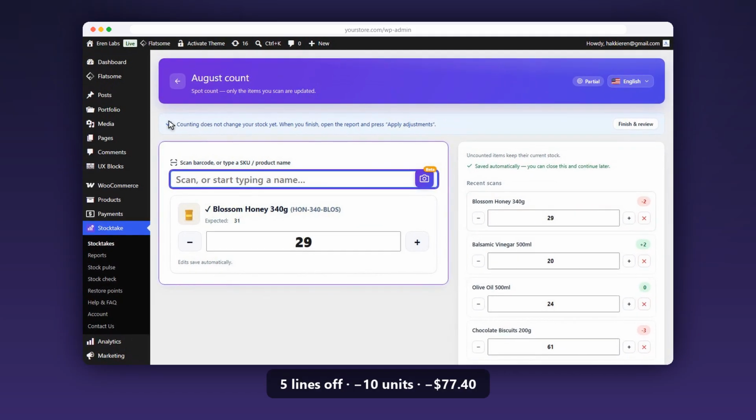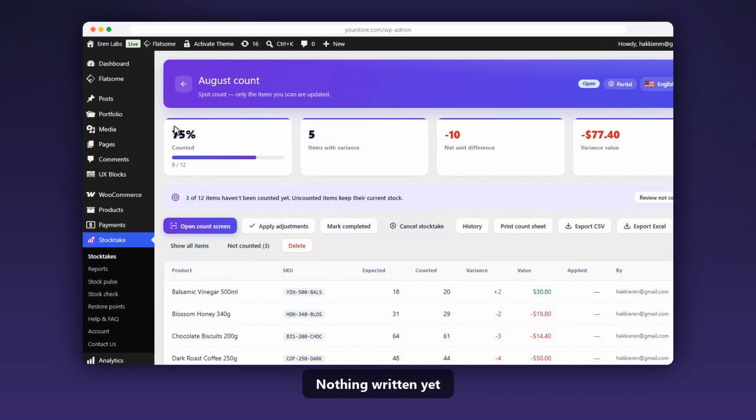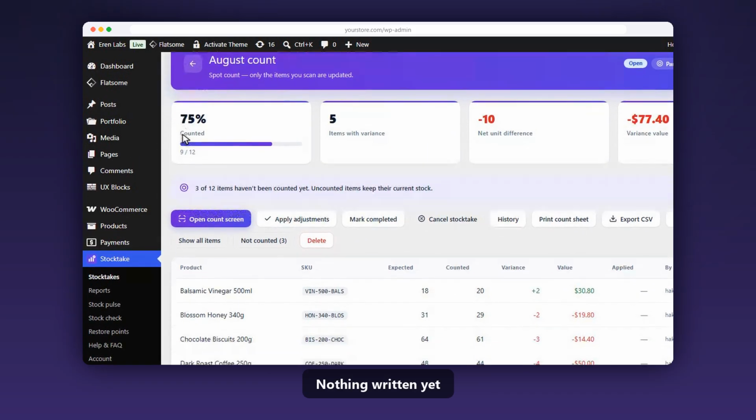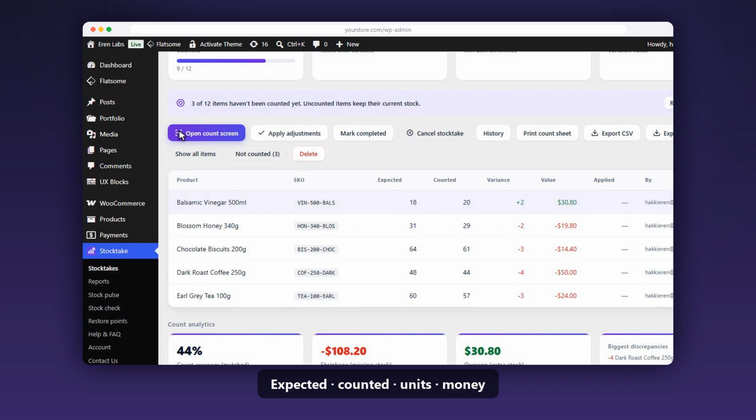$75 counted. 5 lines came back different, 10 units missing, and $77.40 of stock. Nothing has been written to your stock yet. This is what the count found, not what it did. Line by line, what was expected, what was counted, the gap in units, and the same gap in money.